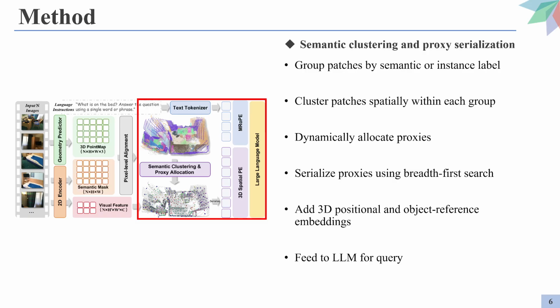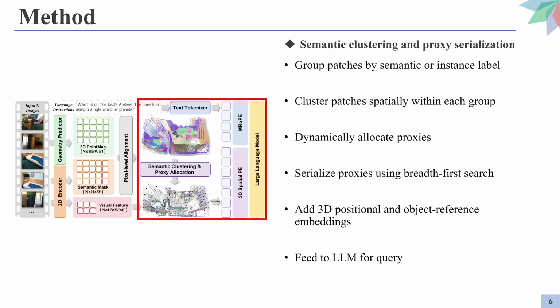However, because these patches come from many frames, the representation is still highly redundant. The right side of the figure shows the main compression mechanism. Proxy 3D first groups the aligned patches according to their semantic or instance labels. It then clusters patches spatially within each group and replaces each cluster with one representative proxy feature and coordinate. This semantic first strategy reduces repeated observations while avoiding the accidental merging of nearby but different objects. The number of proxies is allocated dynamically. Larger groups receive more proxies, while smaller ones are still guaranteed some representation.